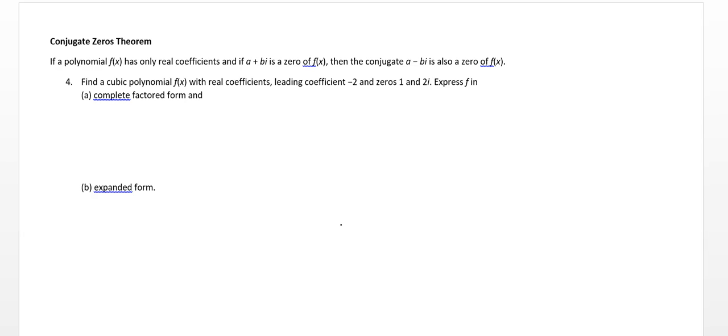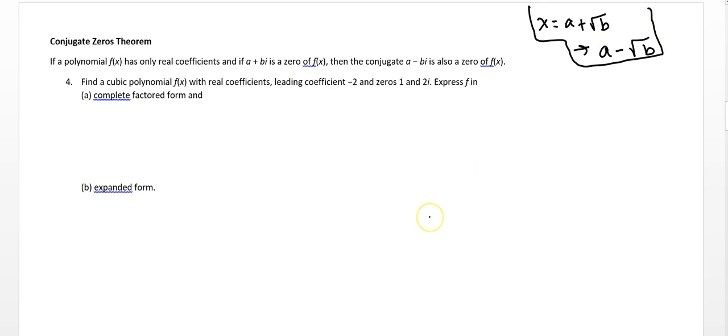And this also applies to a square root zero. If you have a plus the square root of b, then you know that a minus the square root of b is also a zero. But that is not applicable here. We're not dealing with just real numbers. We're dealing with complex numbers.